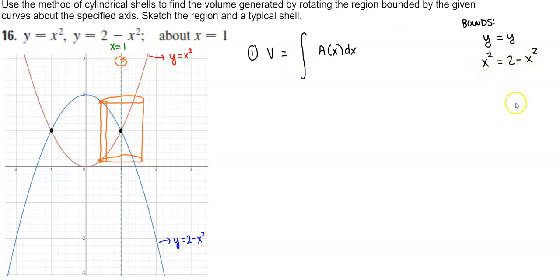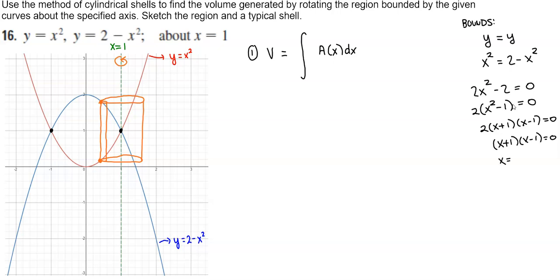Okay, so if we bring this to the left side, we get 2x squared minus 2, which is equal to 0. If we factor out a 2, we get x squared minus 1, which is equal to 0. We get 2 times x plus 1 times x minus 1 equals 0. And therefore, if we divide both sides by 2, we have x plus 1 times x minus 1 equals 0. So x is going to equal negative 1, and x is going to equal positive 1. So now we know our lower bound is negative 1, and our upper bound is positive 1.